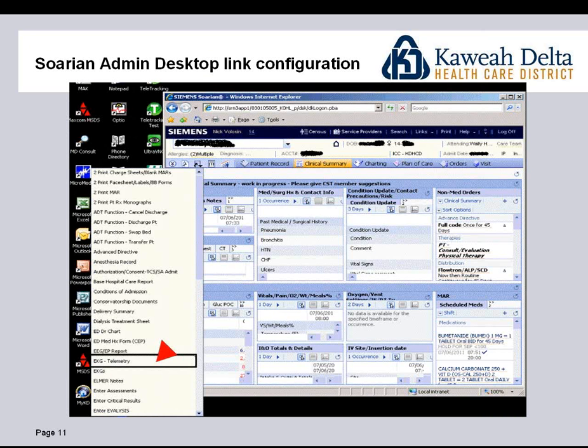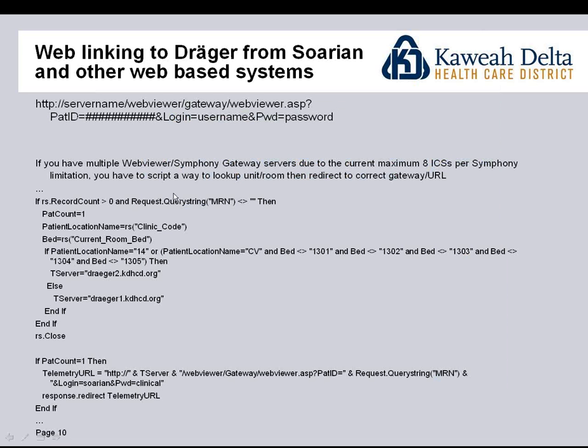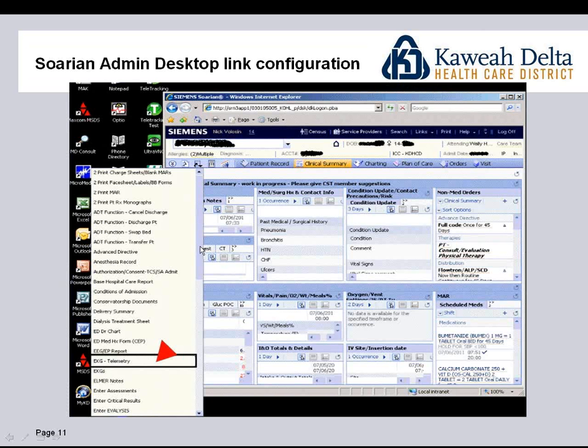So this is showing our Soarian clinical system where we have that. You would pick a patient, in a clinical summary of a patient. You'd go to, I think it's called links, patient-specific links, and we have it labeled as EKG telemetry. They click on that, and it'll automatically run that script that I just showed. It hits this script, finds out which server to send it to, sends the user to the link, and it starts showing live patient monitoring.